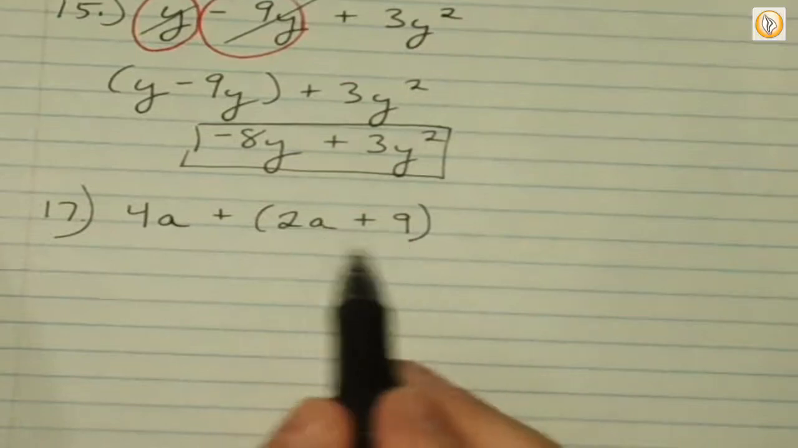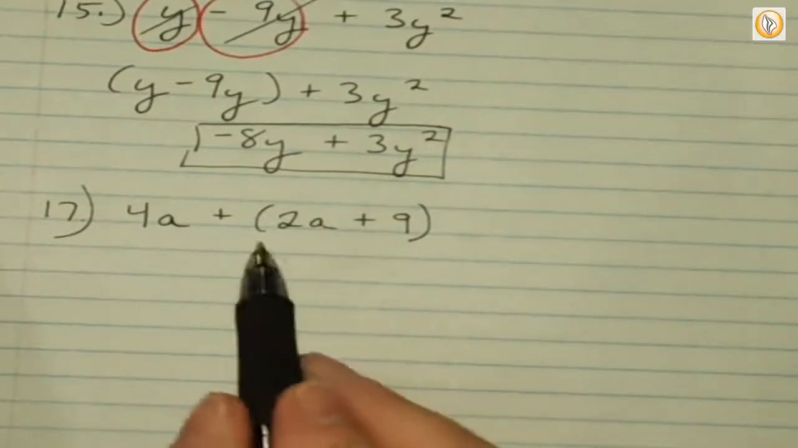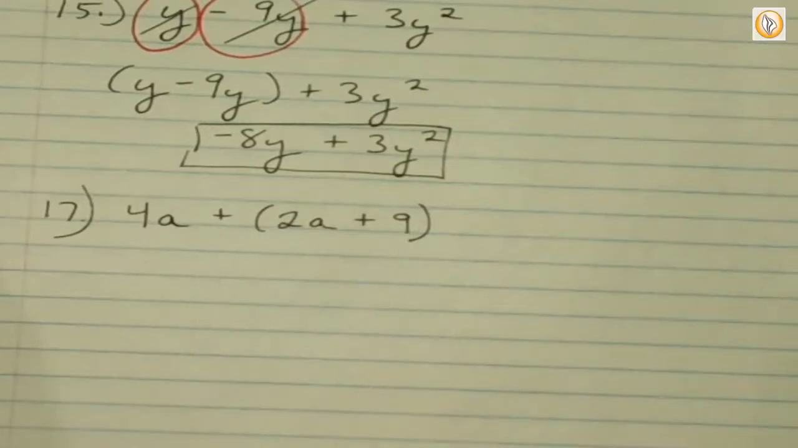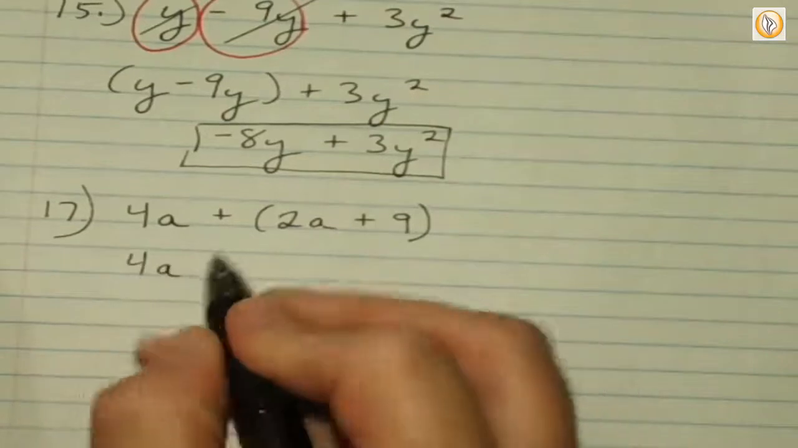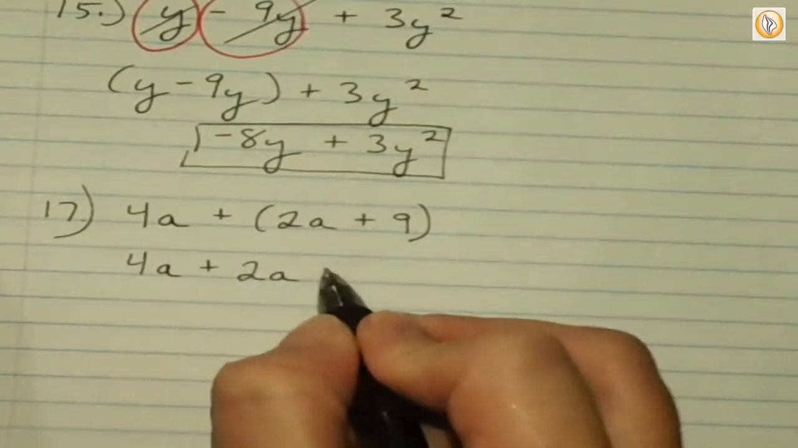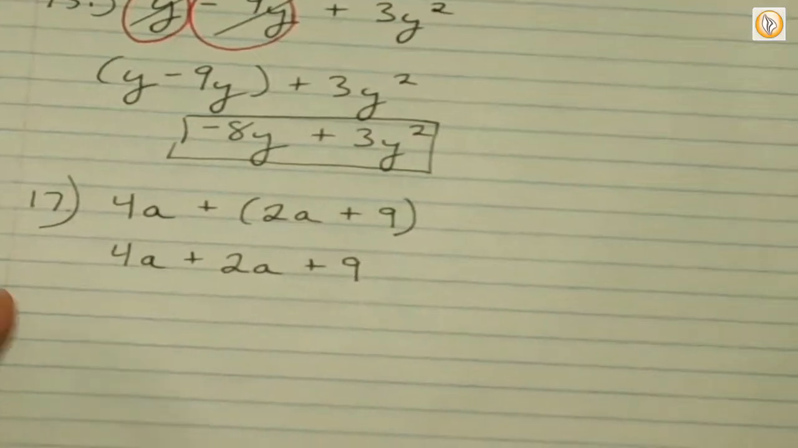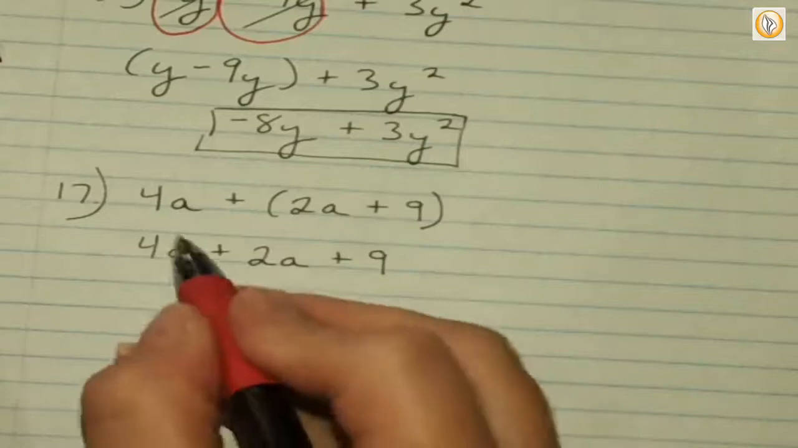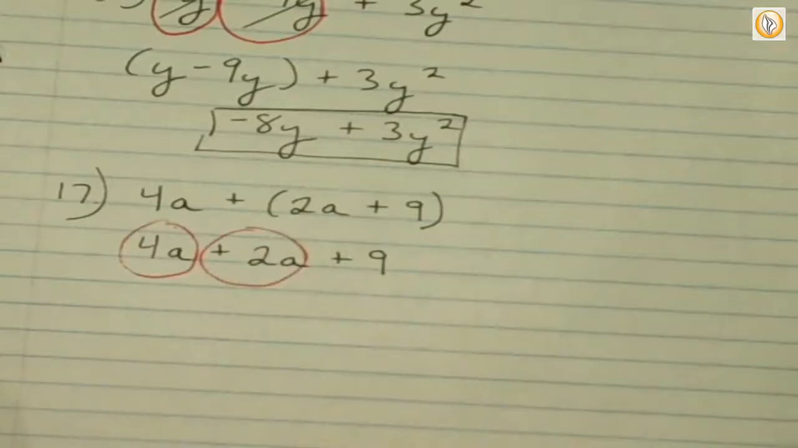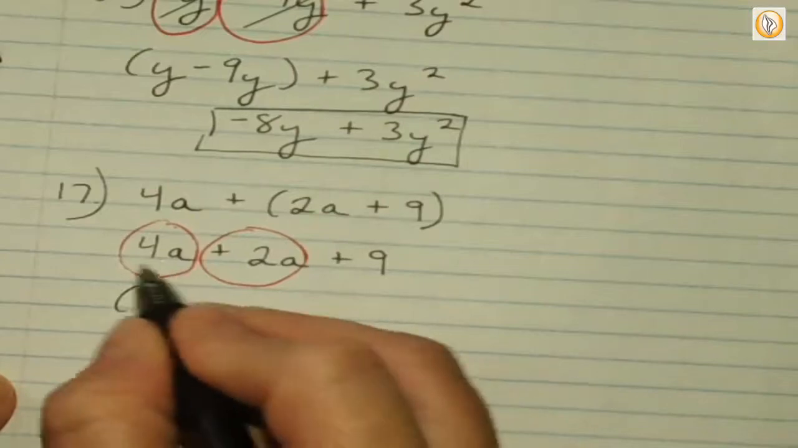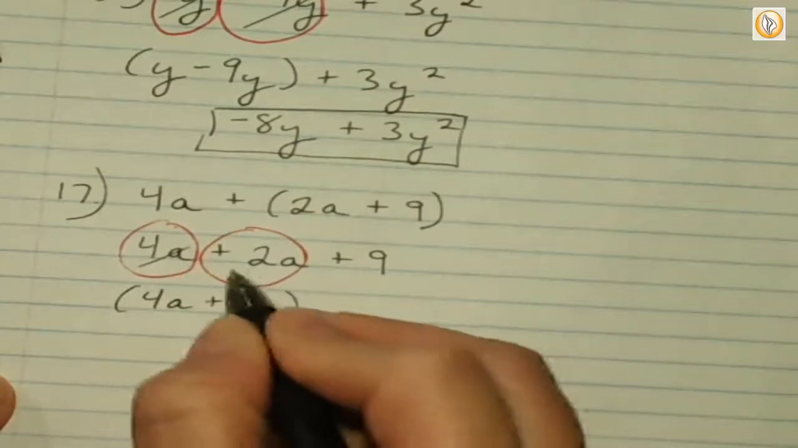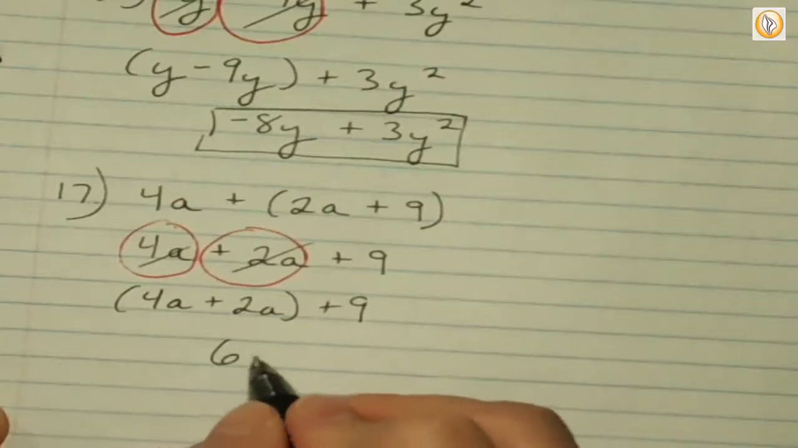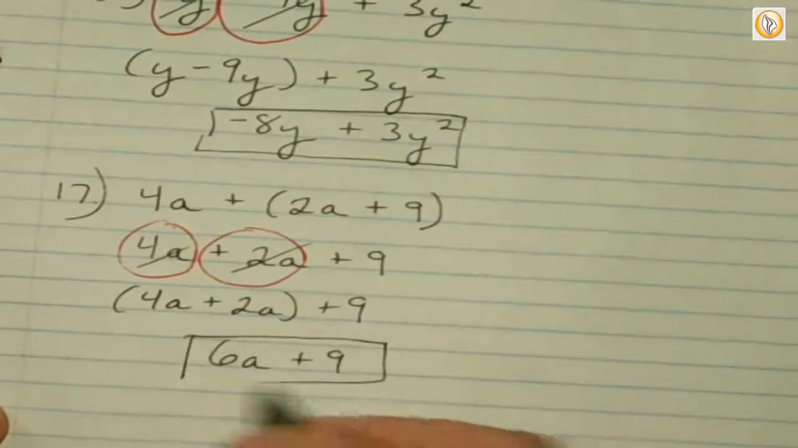We can't combine anything in the parentheses, right? And there's no negative here, so can we just take away the parentheses then? Absolutely. You just take away the parentheses. That always throws people for a loop, I've noticed. Okay, now what can I combine? 4a and 2a. So I have 4a, cross it out, plus 2a, cross it out, plus 9. So what is 4a plus 2a? 6a plus 9. Good.